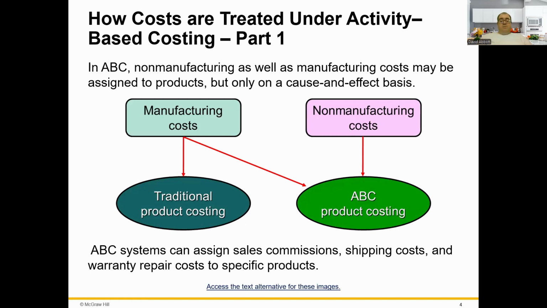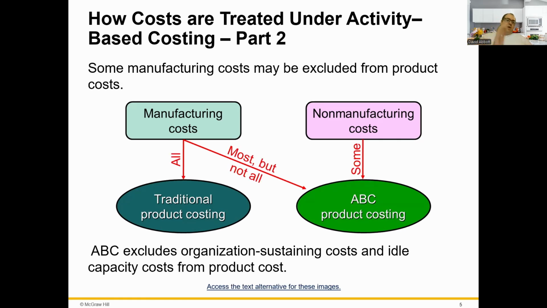So ABC differs from a traditional costing system in three different ways. The first one is that non-manufacturing as well as manufacturing costs may be assigned to products, but only on a cause and effect basis. For example, ABC systems can assign sales commissions, shipping costs, and warranty repair costs to specific products.